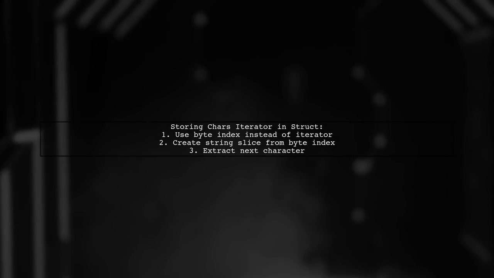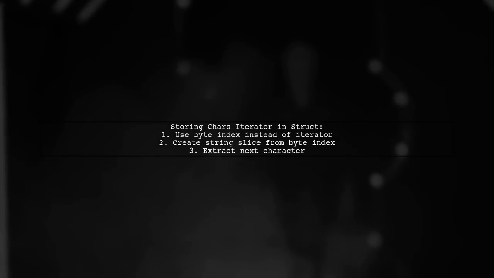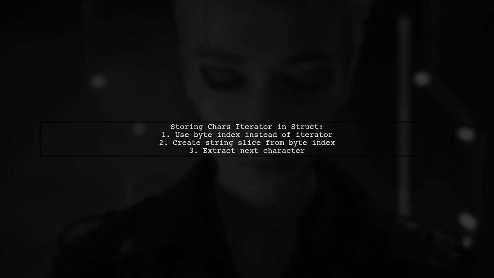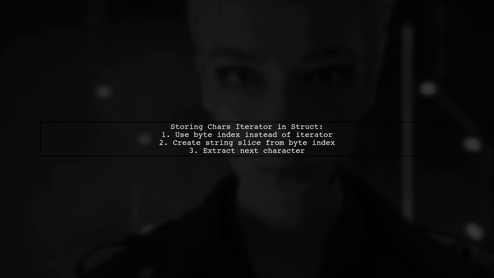To store a chars iterator with a string in Rust, you can use an integer byte index instead of the iterator itself. This allows you to create a string slice from the byte index and extract the next character.